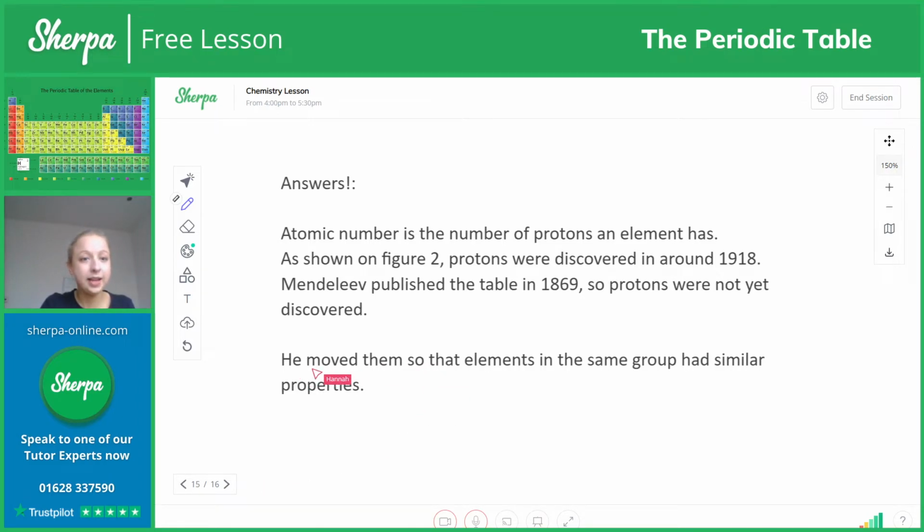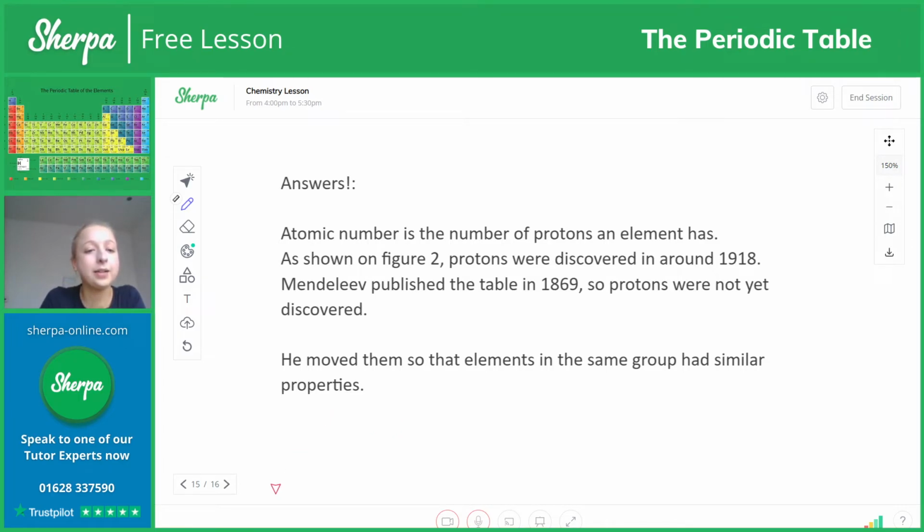Give the correct reason why Mendeleev moved the position of some elements. So, as I already said, he moved them so the elements in the same group had similar properties. So they were originally organized. This is the answer, by the way. It's only a 1-mark question, so give yourself 1 minute. And that was what he did. And that is a simple recall question, knowing the information I gave you way back in the beginning of my presentation.